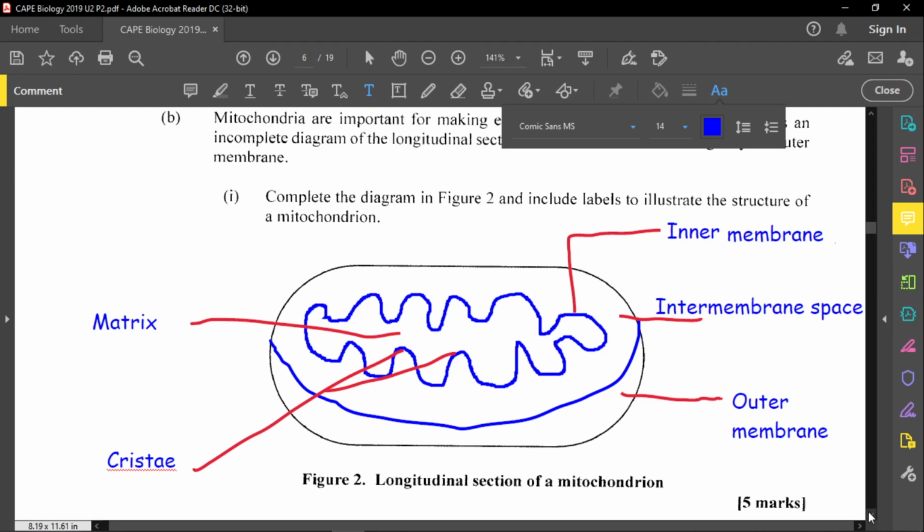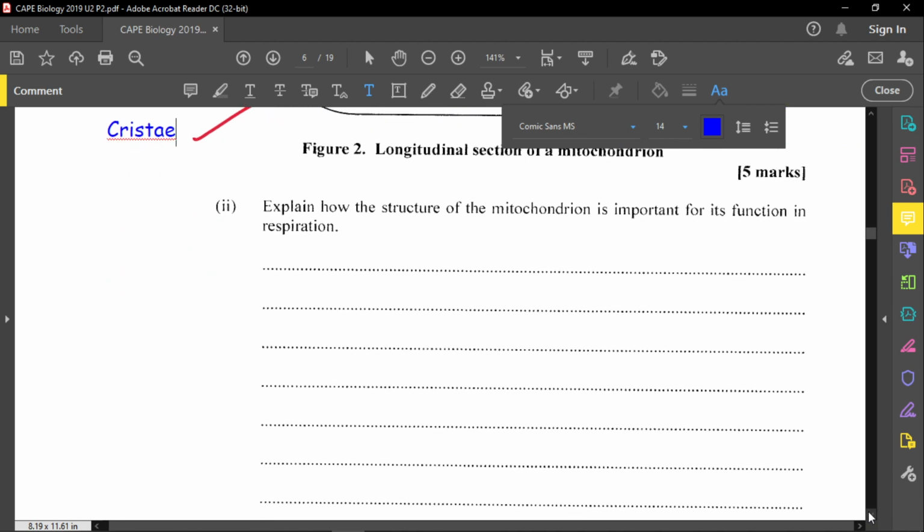So let's go to the next part of the question now. It said, explain the structure of the mitochondrion. Explain how the structure of the mitochondrion is important for its function in respiration. And here there's a number of things to talk about. So let's quickly start by giving a little bit of information right here. The first thing I want to mention is that there are 3 phases of respiration. And so here we have our glycolysis first.